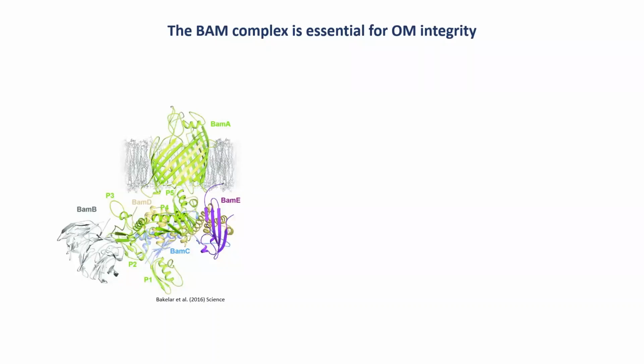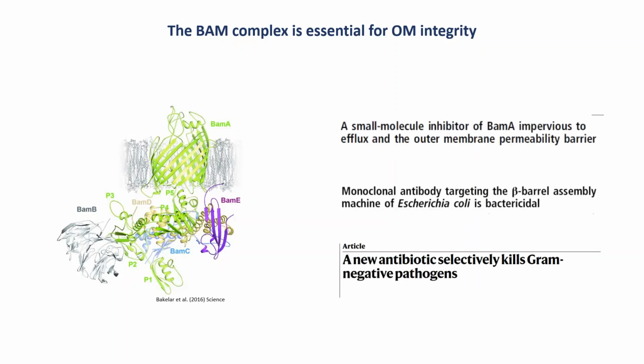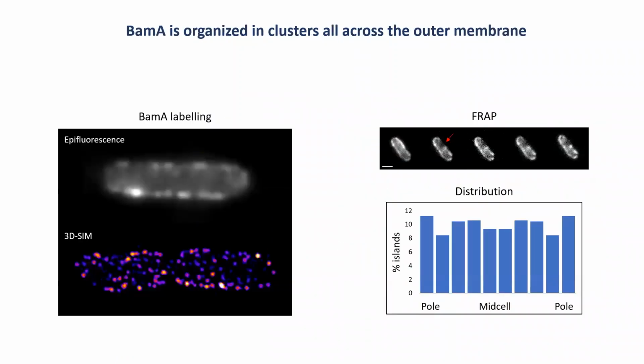This complex is essential for bacterial viability and recently became a common target for new antibiotics. Using unique labels, we were able to visualize BAM on the surface of live E. coli cells. We found that BAM forms clusters on the surface of the cell, and the clusters contain around 10 complexes. These clusters are immobile and uniformly distributed across the outer membrane.